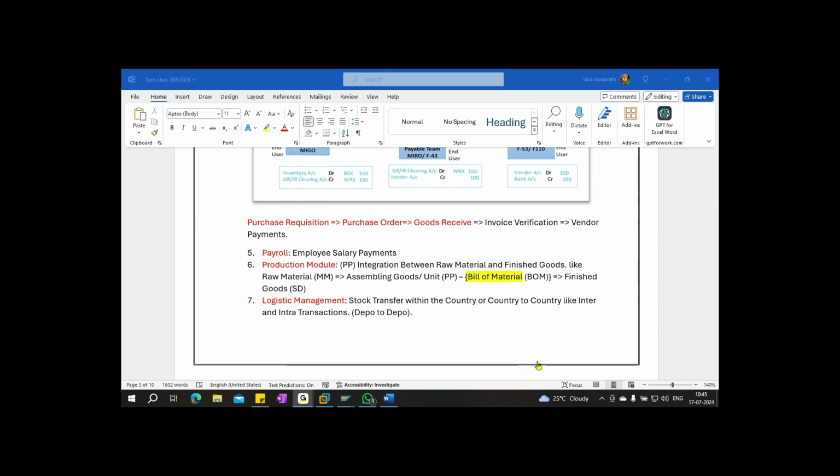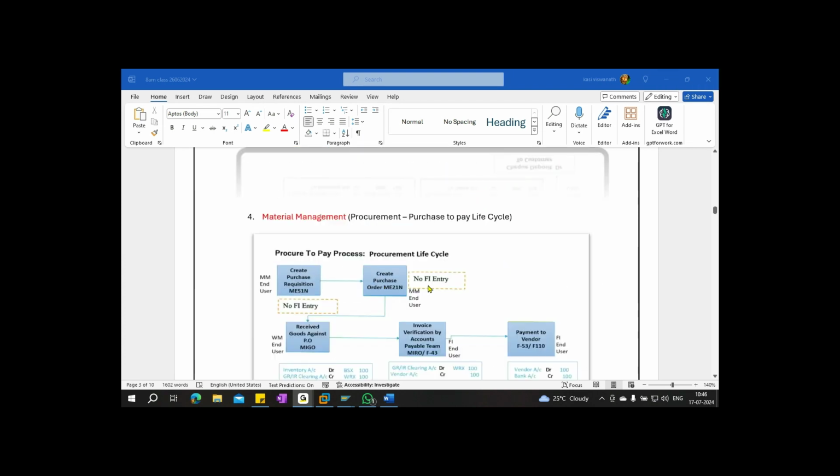Yes, Madhuri, question. In the functional modules, CRM is also included, right? Customer relationship management. Yeah, right. Good question. For this, we will extract some more things. Now I will come to that point.